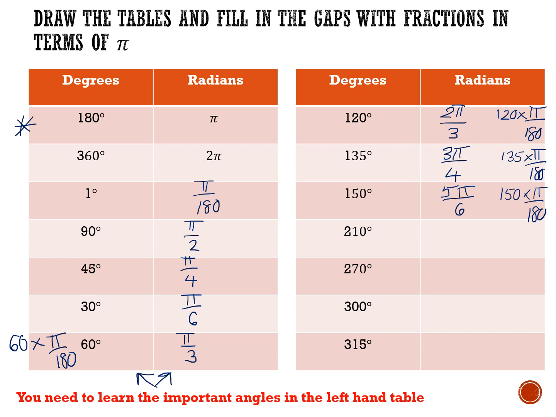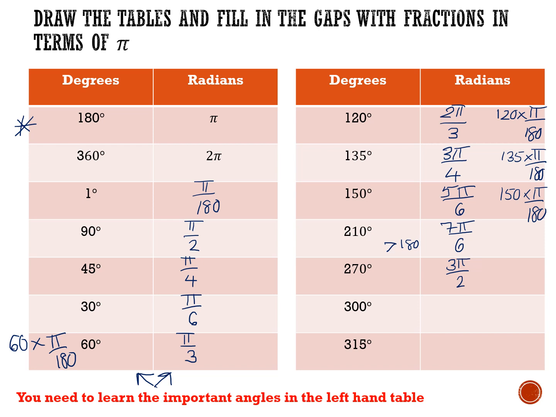Okay, 210. Well, that's going to be 7 lots of 30, so that's going to give us 7 pi by 6. So notice that's a top heavy fraction. You'd expect that because that is more than 180, so it's going to be more than 1 lot of pi. Okay, so it's going to be a top heavy fraction. 270, well that's 3 lots of 90, so that's going to be 3 pi by 2. Again, notice top heavy fraction because it's bigger than 180.